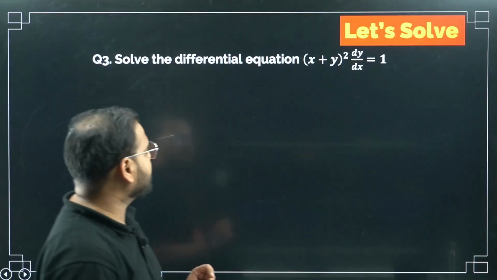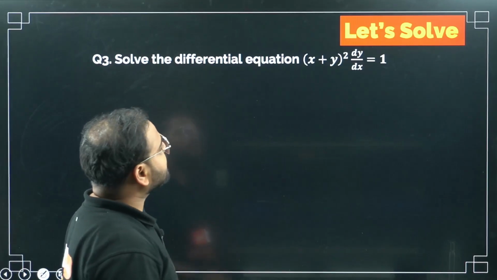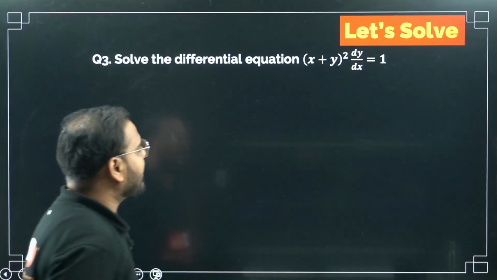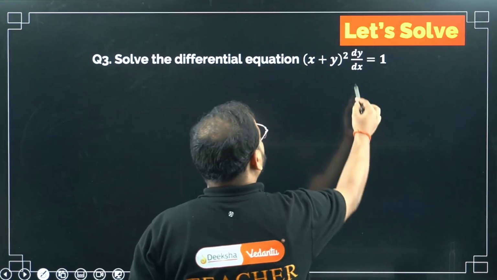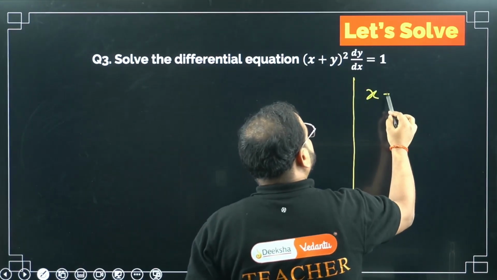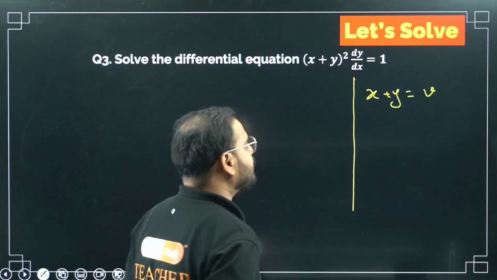Okay, simple question. Now what about this? Solve the differential equation (x plus y) the whole square dy by dx equals 1. So I have to use the substitution. Let's use v here: x plus y equals v.